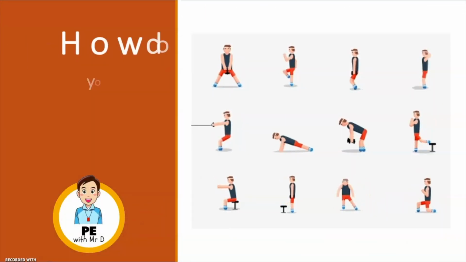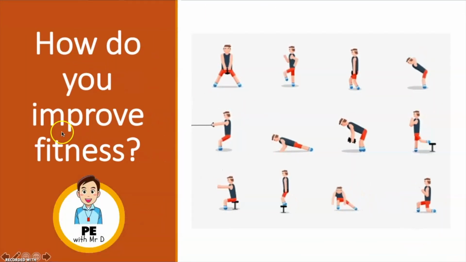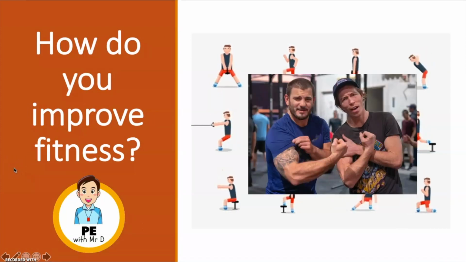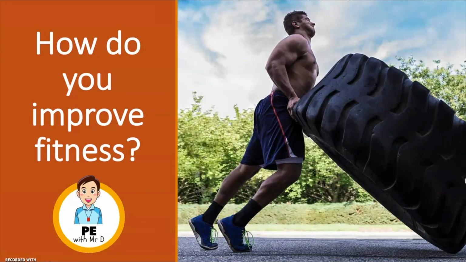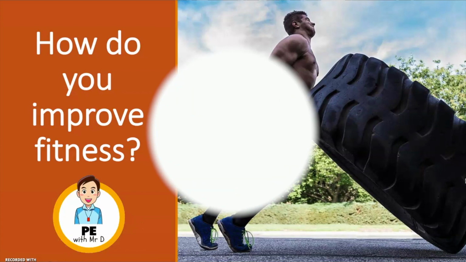Mr. D here. Today we're going to have a look at this question: How do you improve fitness? This is Matt Fraser. Not this guy, this guy. He's renowned by many as the world's fittest person. So we're going to look at some of the training methods he uses and other elite athletes to improve their fitness so you can smash your next fitness test, draft or trial. Let's get into it.